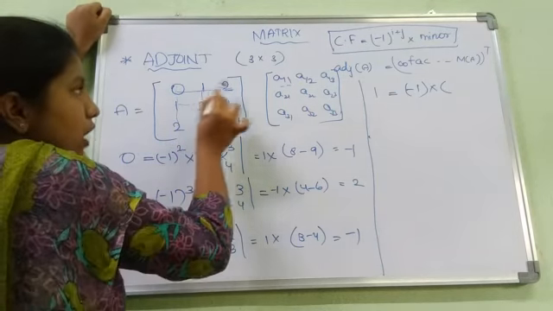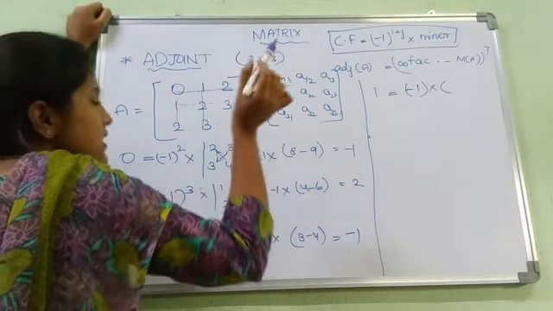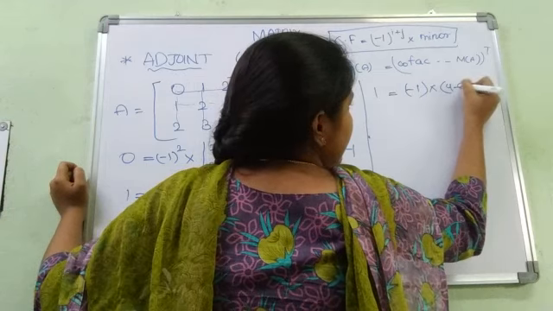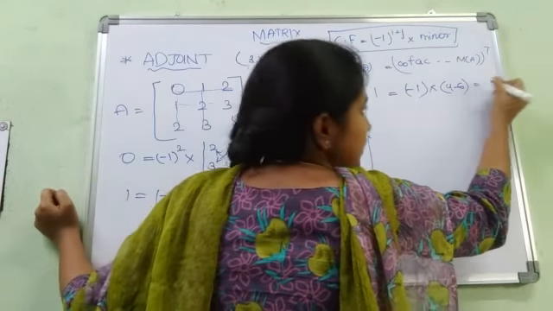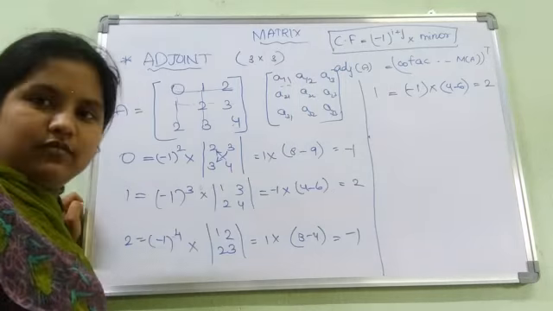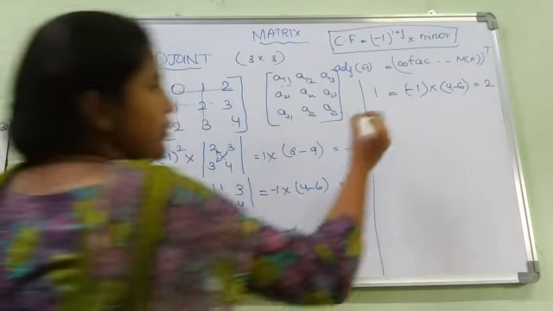Then find the determinant: 4 ones are 4, 4 minus 6 is -2. -2 into -1 is 2. Okay, is it clear now? Next, 1 is completed. Next, go to the next element, 2.